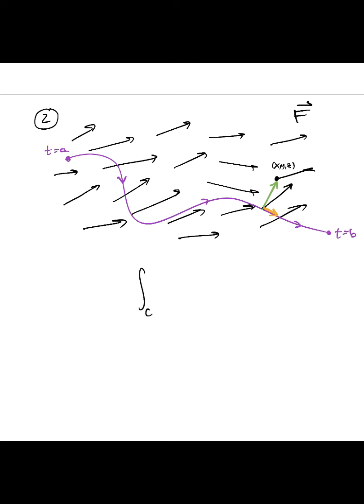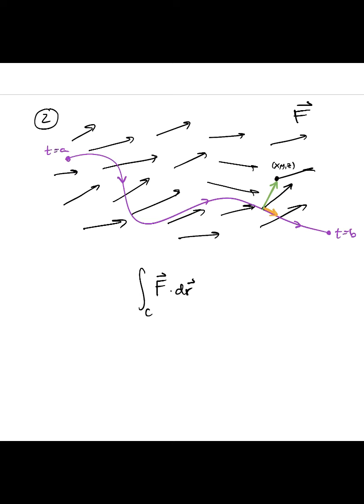Now, the second heads up is that the line integral over that curve C, f dot dr, can actually mean something when the black arrows are force. When the black arrows are force, then that component of the black arrow in the direction of the curve, the orange piece, is a force in the direction of motion.